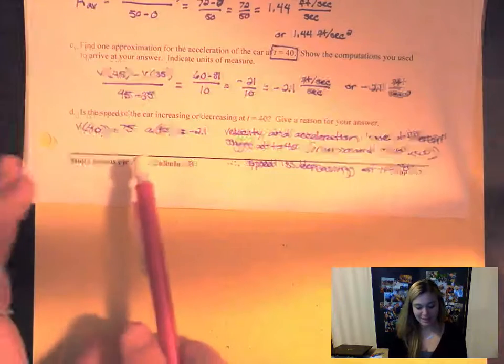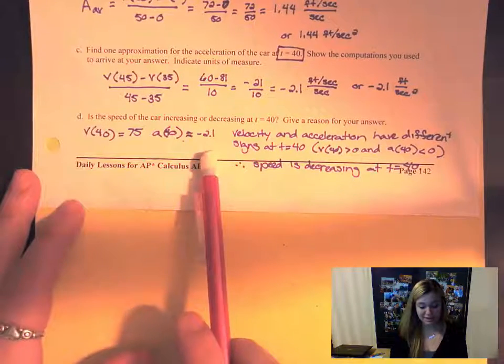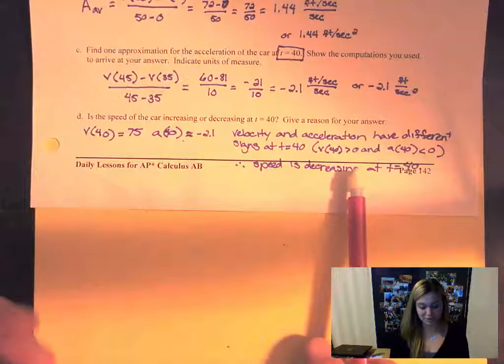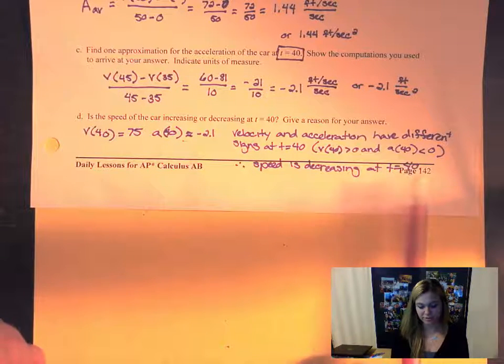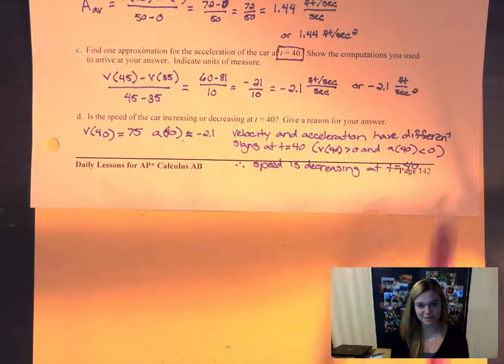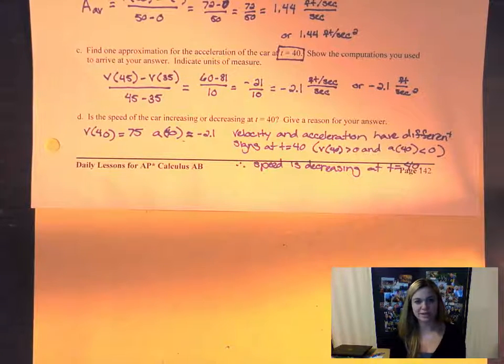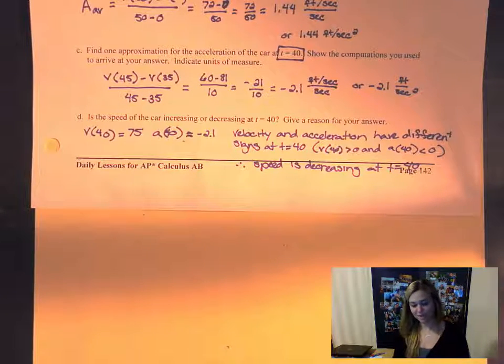I can see because velocity is positive, acceleration is negative, they have different signs. This is how you would write this. And I said v of 40 is greater than 0. You could have put is positive. A of 40 is negative or less than 0. Speed is decreasing at this moment at t equals 40. Okay, one down. Let's go on. We can do this.